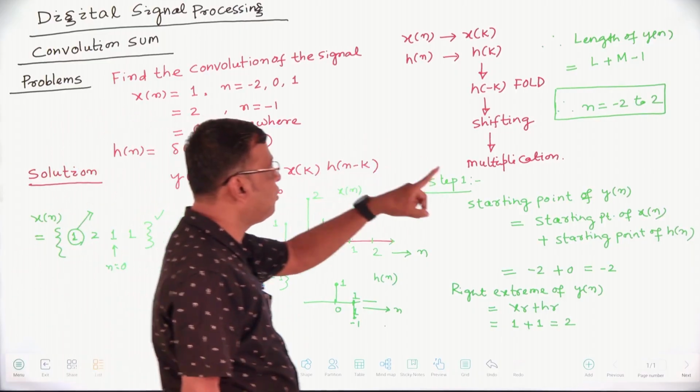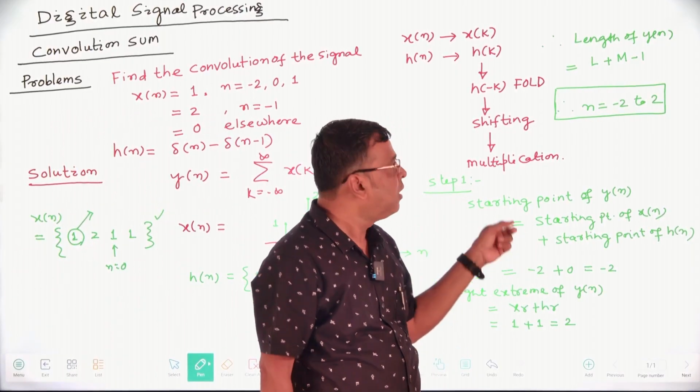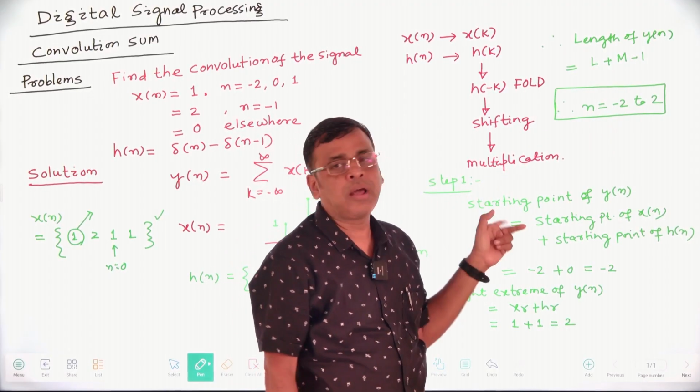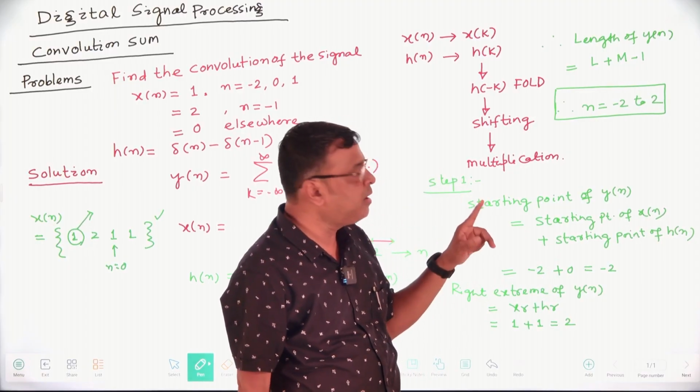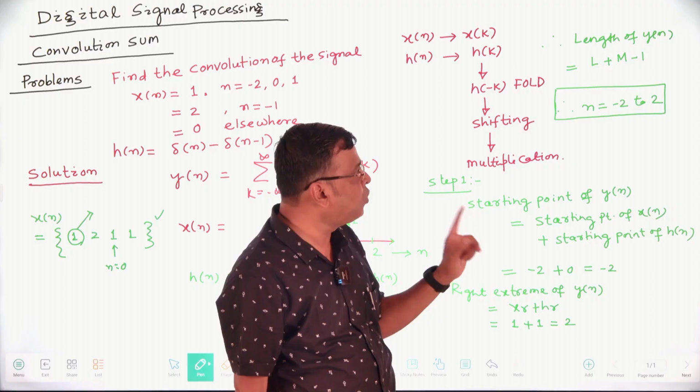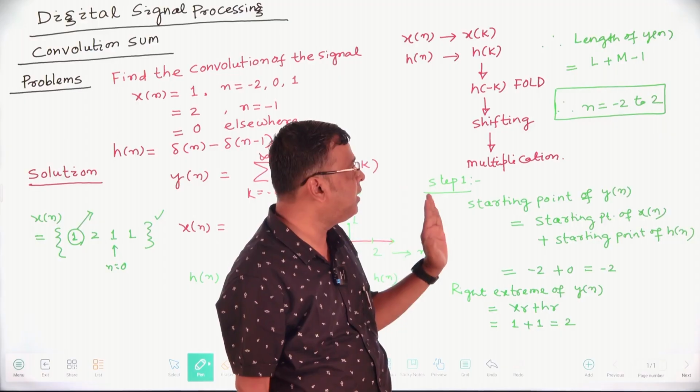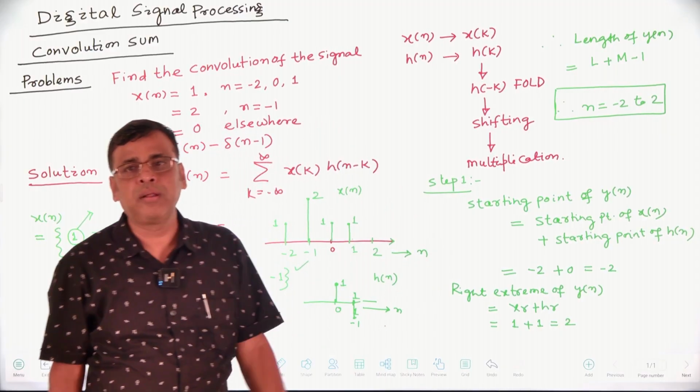For n equal to -2, calculate y of -2. n equal to -1, calculate y of -1. n equal to 0, calculate y of 0. n equal to 1, calculate y of 1. n equal to 2, that is y of 2. So for 5 values of n, we are going to calculate y of n.